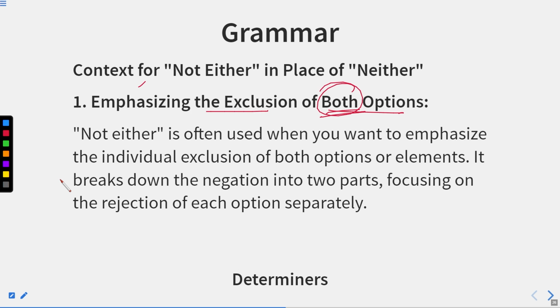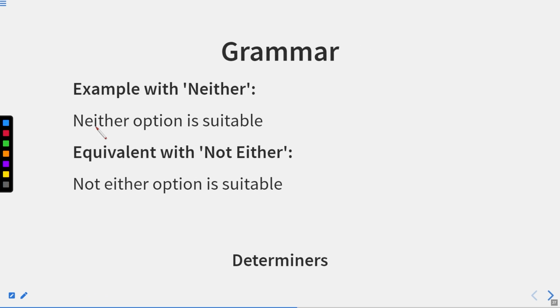Now, there is one more option besides neither, and we can use not either. How? Let us see. If I say neither option is suitable, it means we have two options and not any is suitable. If I say the equivalent with not either, option is suitable. So we can also use this thing that is not either. So not either is just similar to neither.